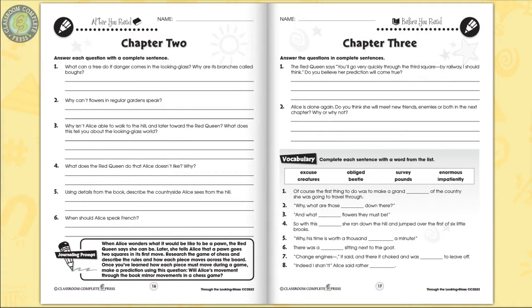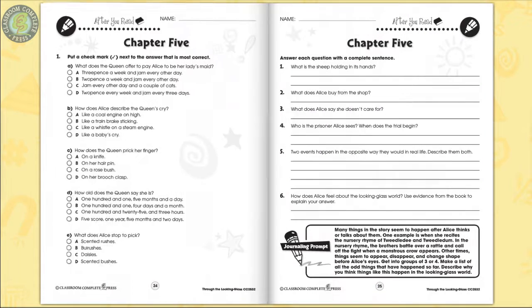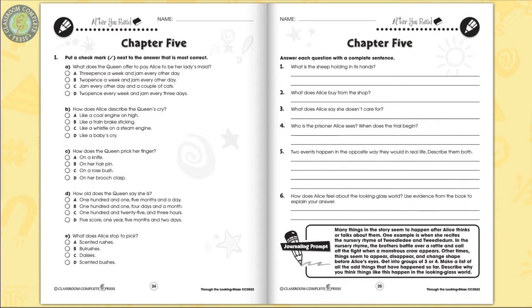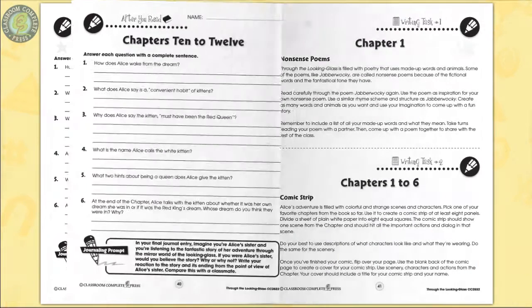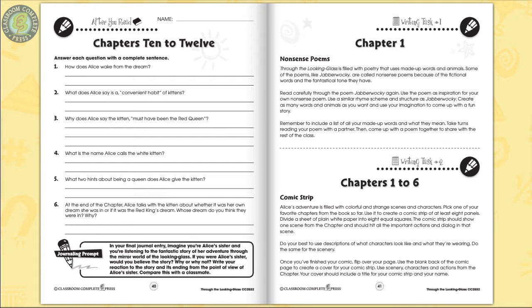Compare Alice's movements in the mirror world to that of a pawn in the game of chess. Answer a series of multiple-choice questions to show comprehension of Alice and the Queen's interaction. Become familiar with synonyms by finding words that mean the same as the underlined words found in the text. 6 additional writing tasks follow.